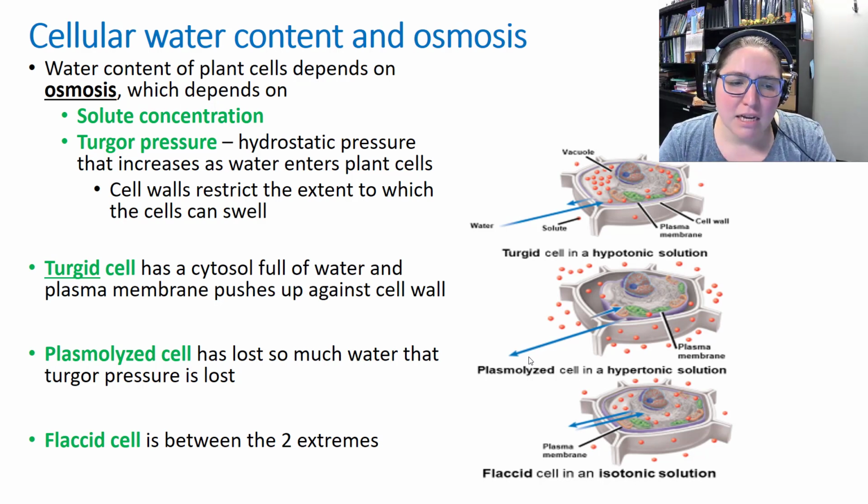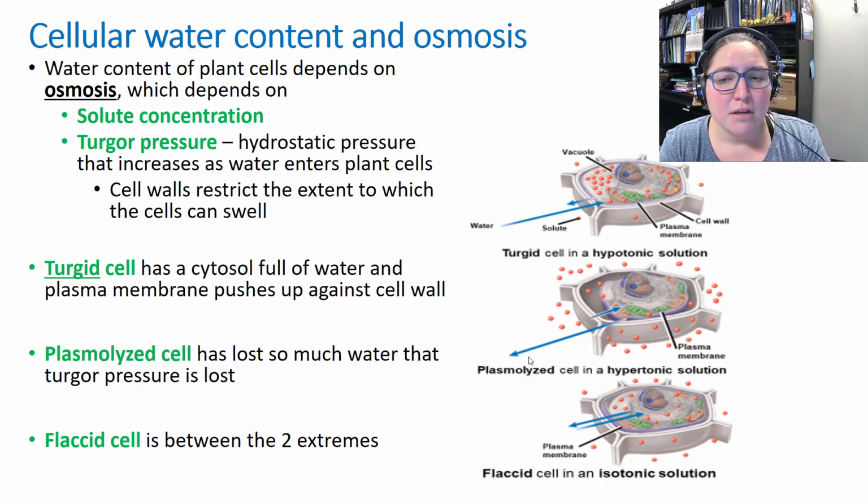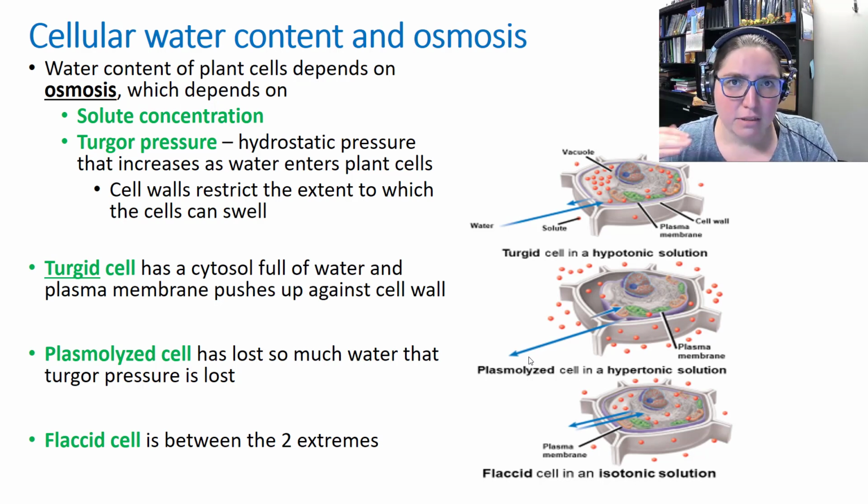And then a flaccid cell is when we have a plant cell in an isotonic solution. So the net movement of water in and out of the cell is the same. The cell is not pressed up so far against the cell wall, it's kind of bulging, but it's also not shriveled up and damaged either. So a flaccid cell is just a regular cell at rest in plants.